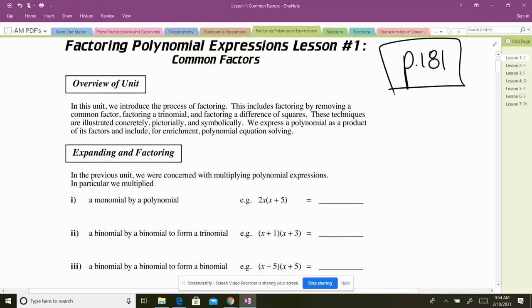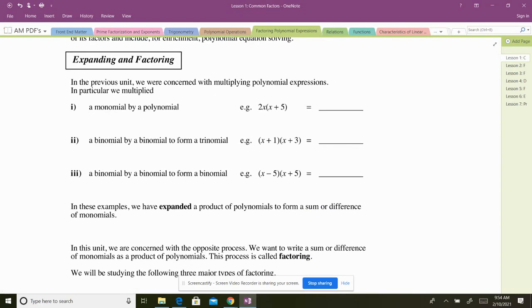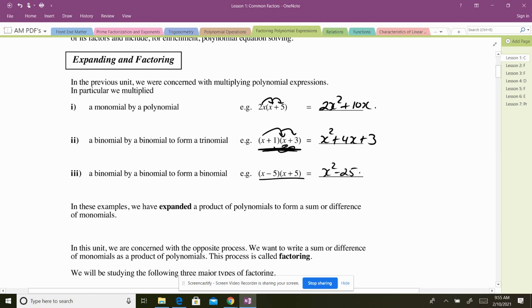What we've been doing is multiplying things out. So we have two sets of brackets or one set of brackets. We would multiply the 2x in, so we get 2x squared plus 10x. You have two sets of brackets. You would use FOIL or the distributive property. You'd end up with x squared plus 4x plus 3. And this final one would be a difference of squares, x squared minus 25.